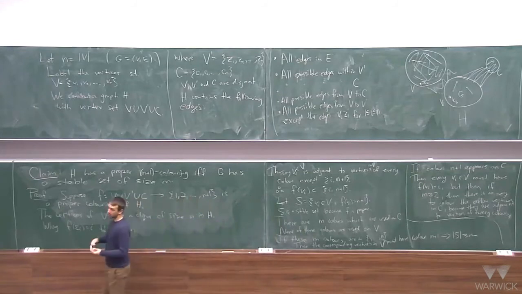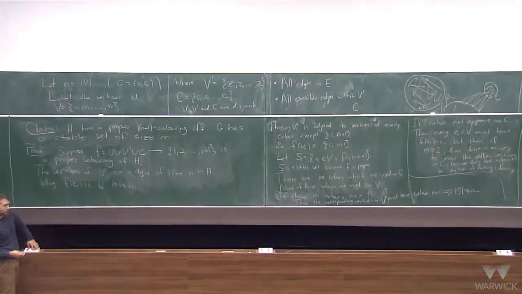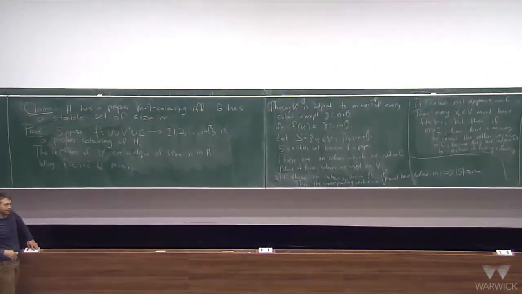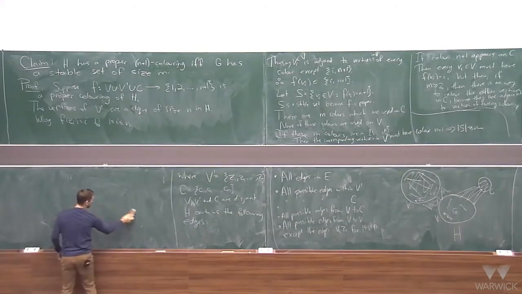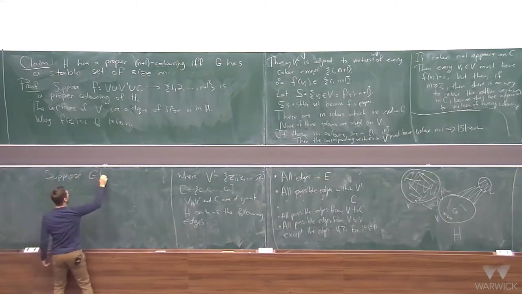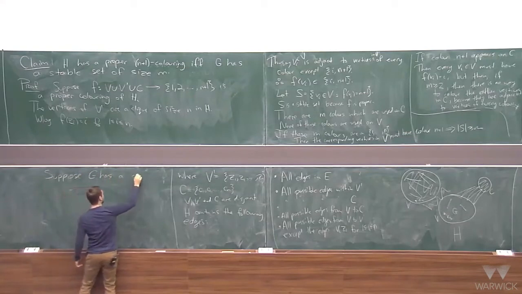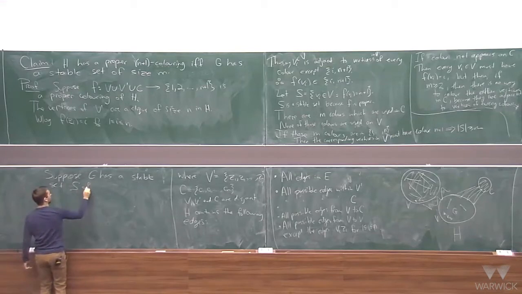Now to go the other direction, the other direction is kind of easy. You sort of just reverse this proof in some sense. So suppose G has a stable set S of size M.